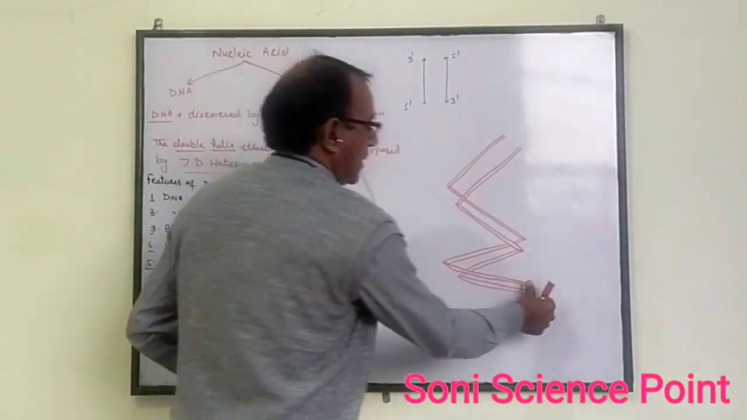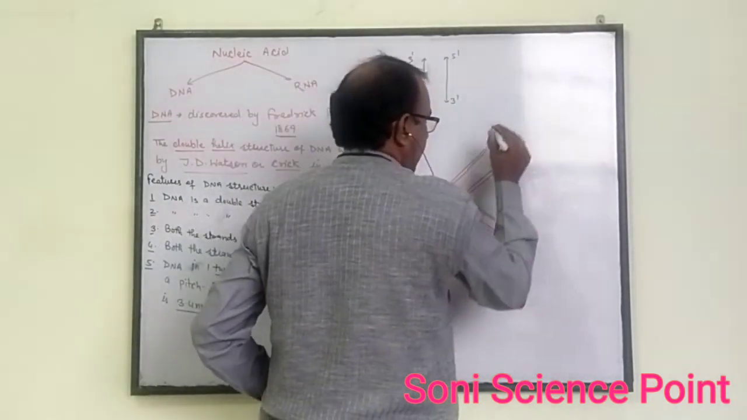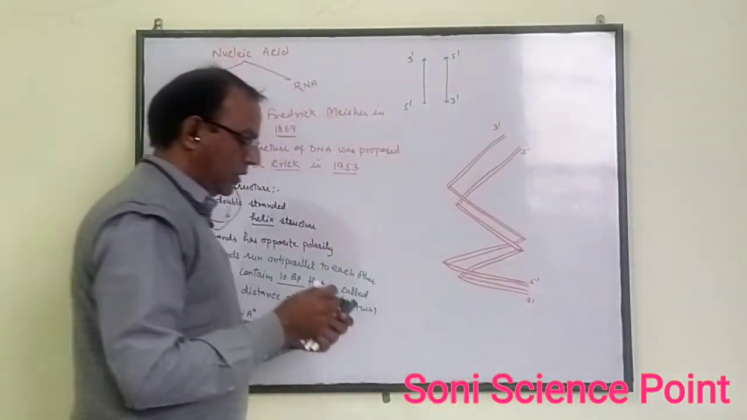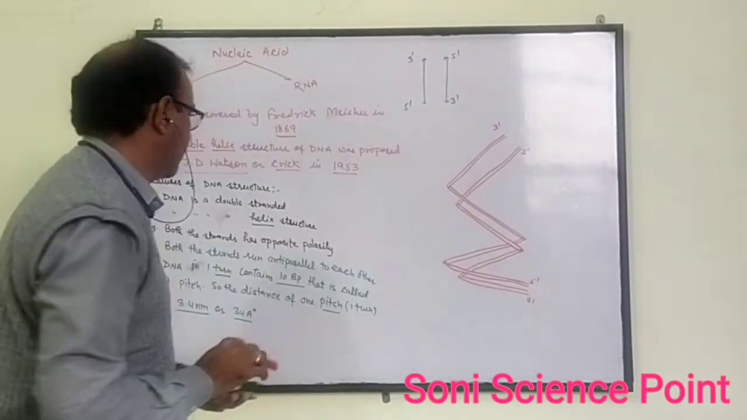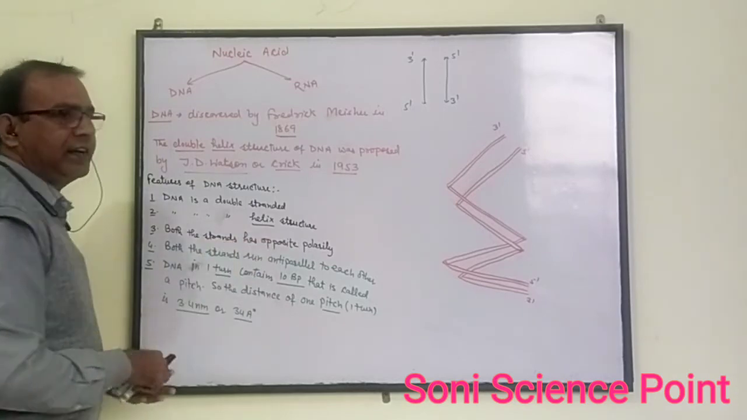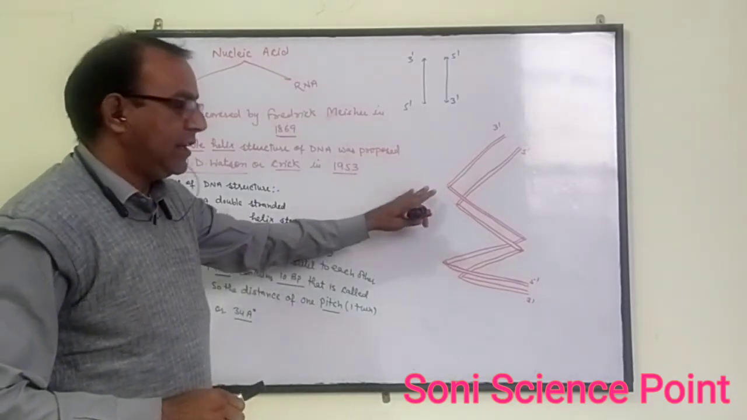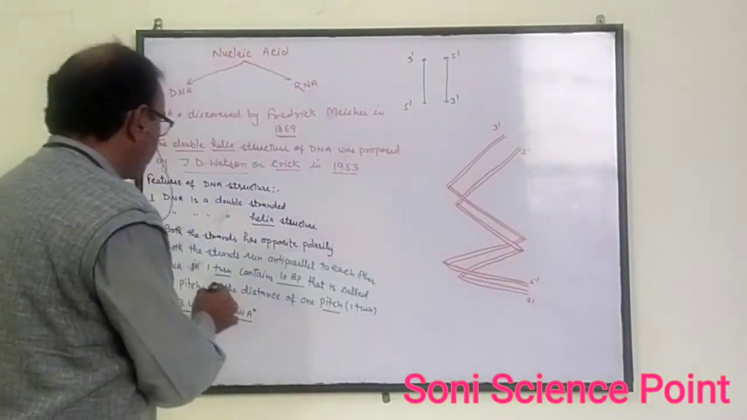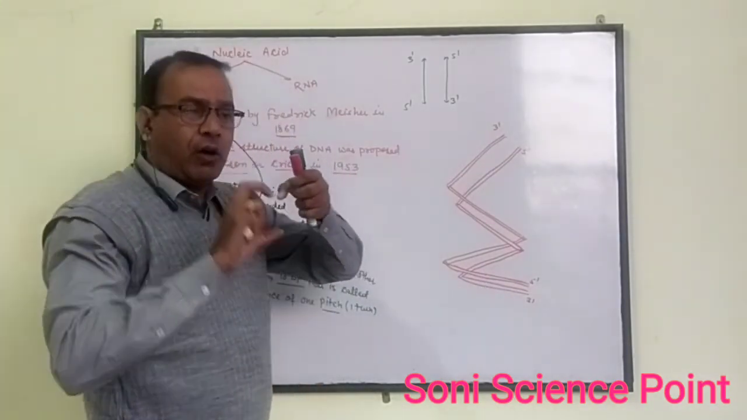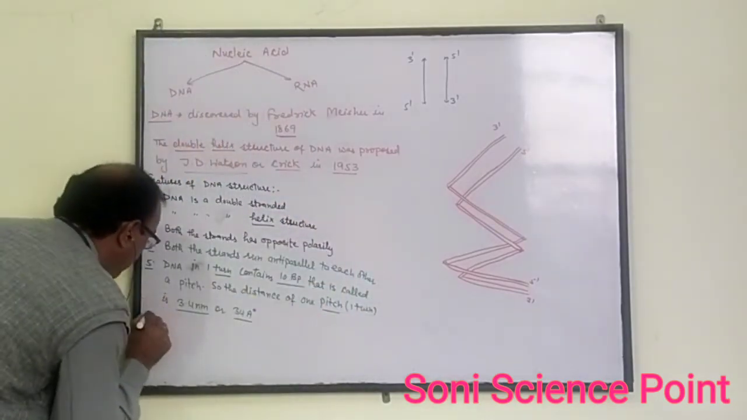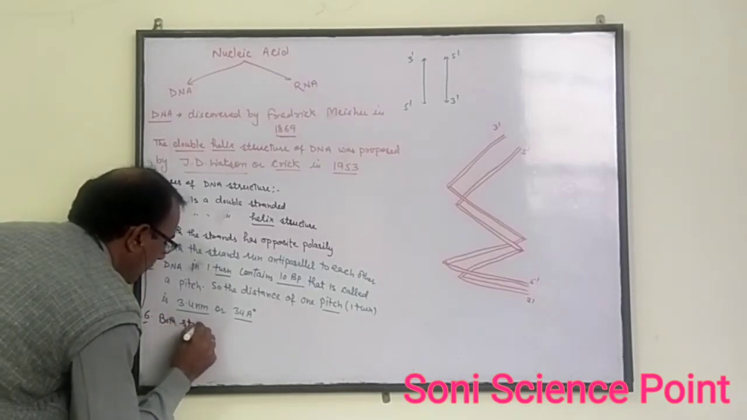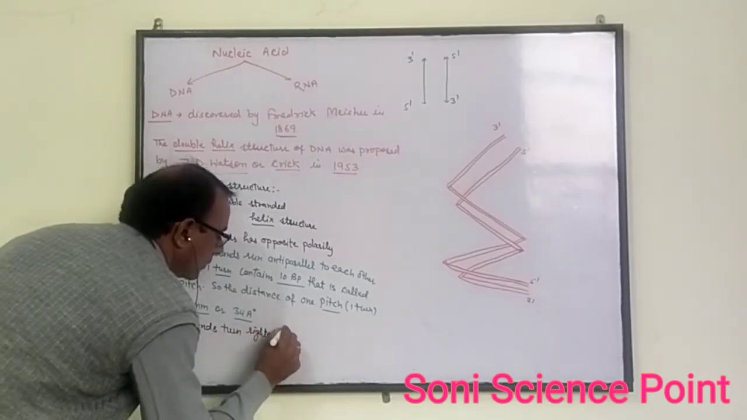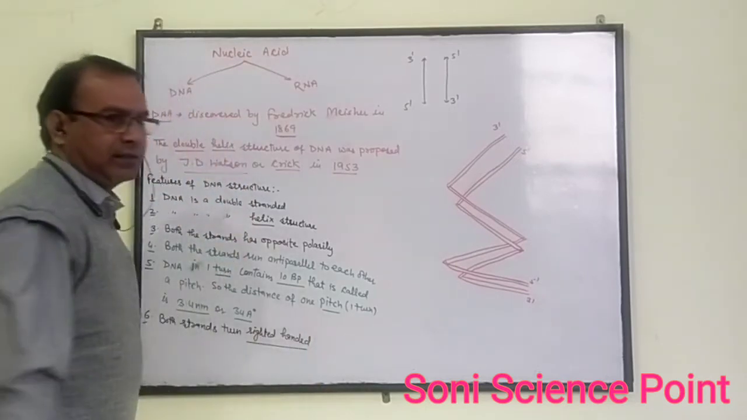DNA is a double stranded structure, and if the polarity of one pole is 3 prime here, then the next one is 5 prime. The second one is 5 prime, and this one contains 3 prime. This is the DNA double stranded structure. Second, both strands have anti-polarity. It means both the strands run anti-parallel to each other. If one strand contains 3 to 5 prime polarity, then the other will be 5 prime to 3 prime. Both the strands always turn right-handed, or we can say clockwise to each other.